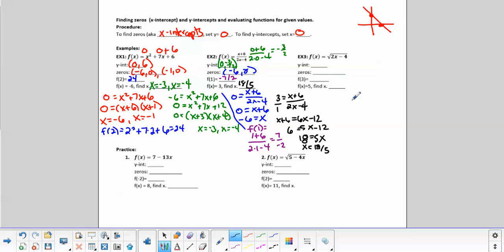Alright, and in example 3, we're going to plug 0 in for the x. So let's see. Square root of 2 times 0 minus 4. I get the square root of negative 4, which is not real. So that's not something we can graph, and there is no y-intercept.